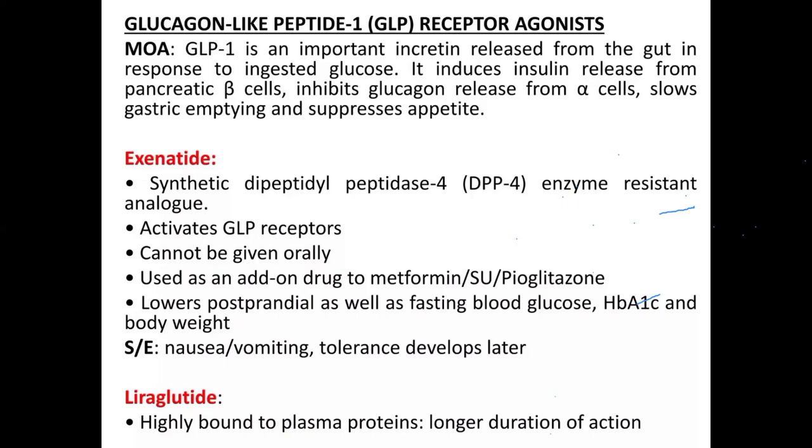Then the third point is it cannot be given orally. We cannot give these GLP-1 receptor agonist drugs, exenatide or any other drugs under this category, orally. It must be given by other routes only. Then the fourth point is that it is used as an add-on drug to metformin, sulfonylurea, or pioglitazone. So what does that line mean? It is an add-on drug to metformin, sulfonylurea, pioglitazone.